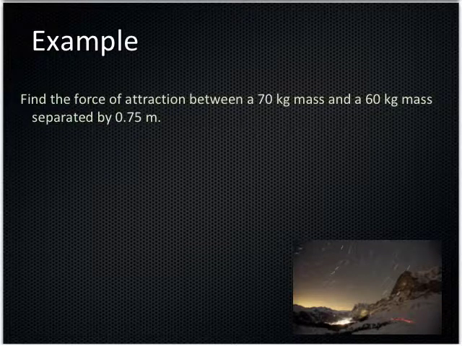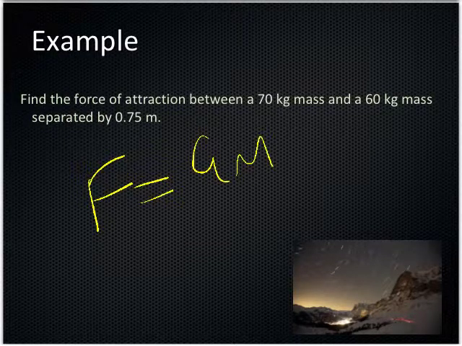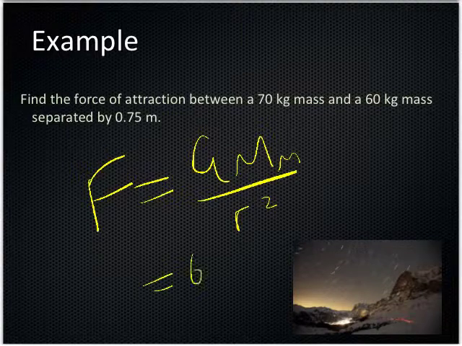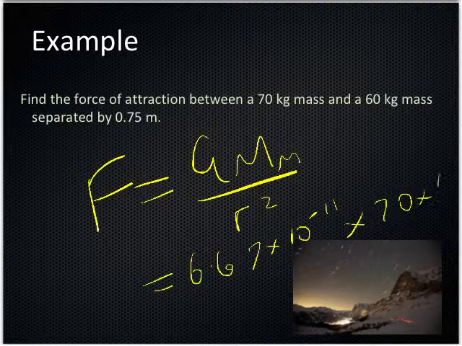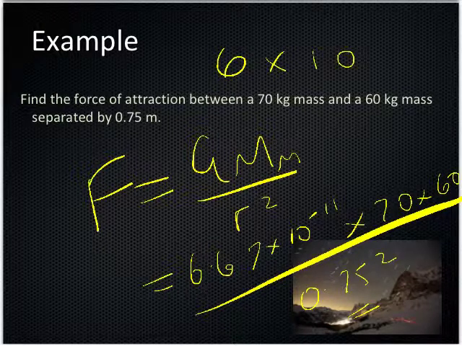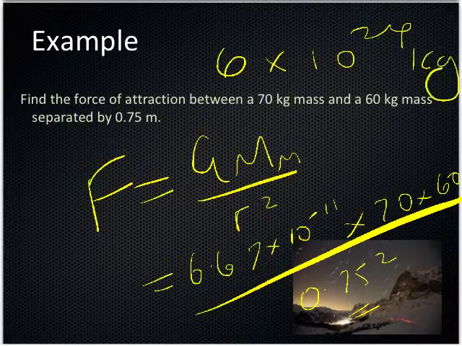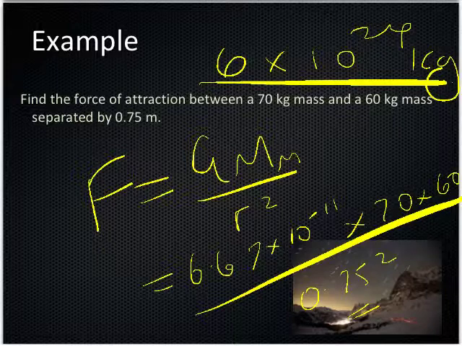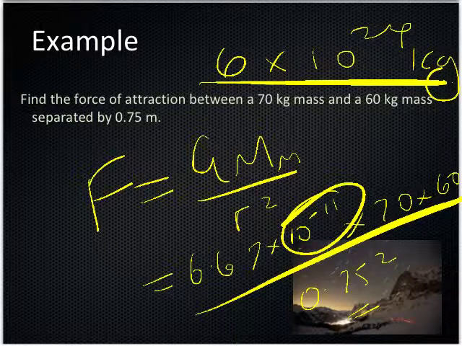So doing an example, you can just chuck it in, F equals G M m divided by r squared, 6.67 times 10 to the negative 11 times 70 times 60, divide all that by 0.75 squared, and you'll find some small number. Okay, so the force of attraction between two masses that size is very small, but if you've got something like the Earth, which has a mass of 6 times 10 to the 24 kgs, then that is very large. Okay, it's because of this term here. It makes things small.